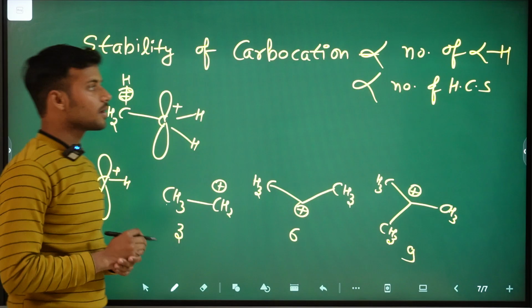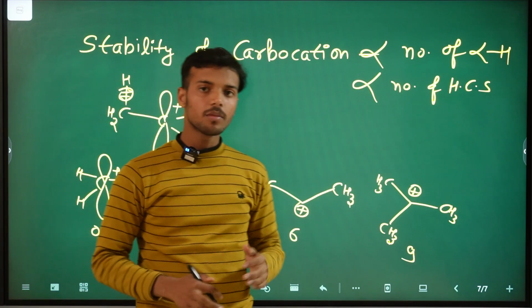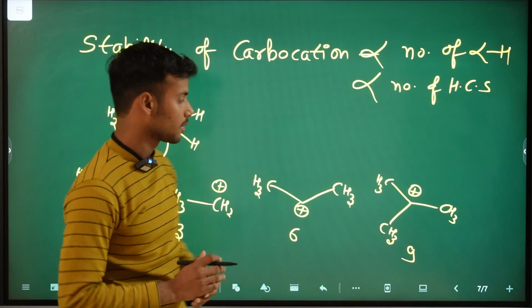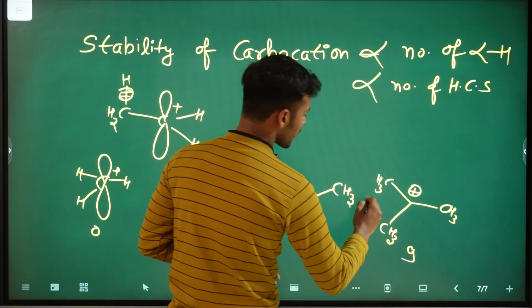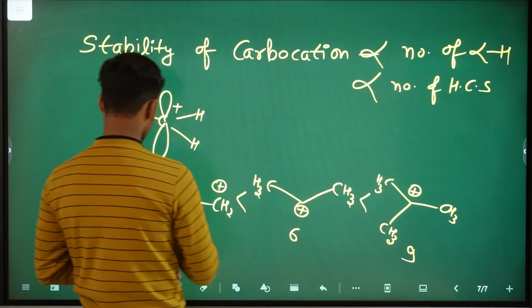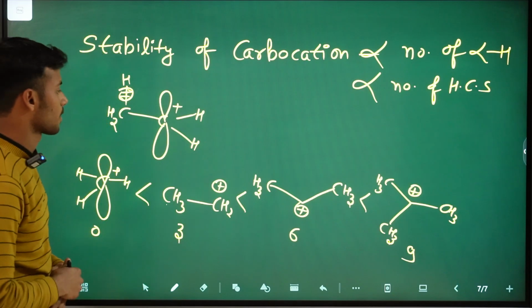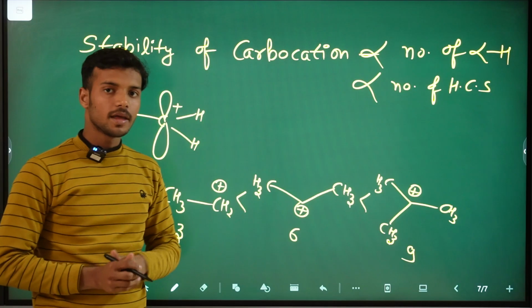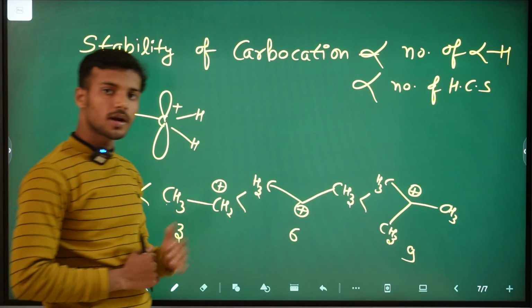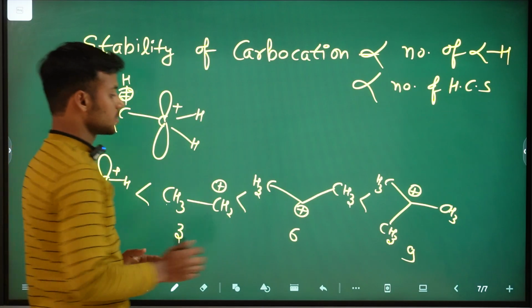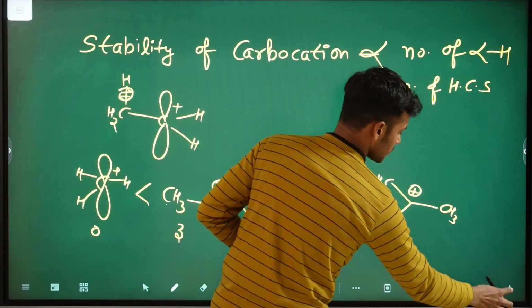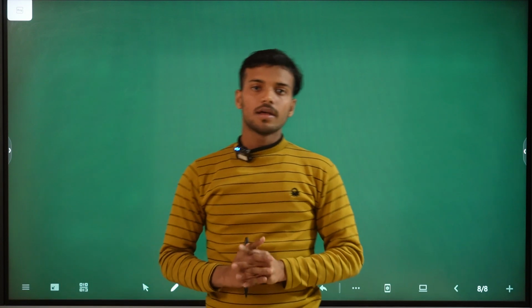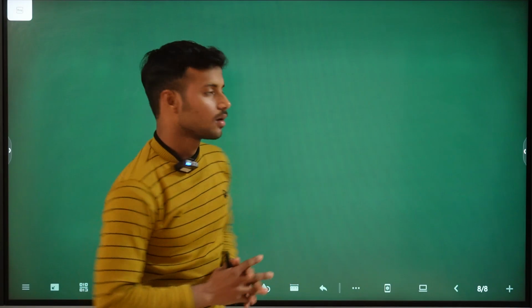So the greater the number of alpha hydrogens, the greater will be the stability of the carbocation. So the stability order is like this, because greater delocalization of positive charge increases the stability of the carbocation. The next important application of the hyperconjugation effect is stability of alkene.